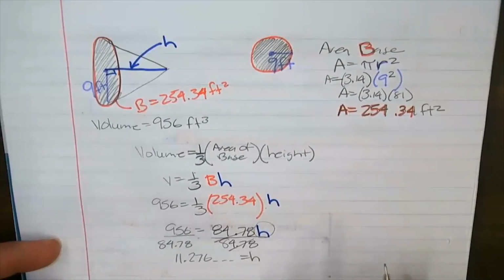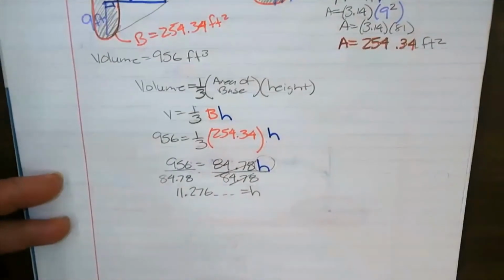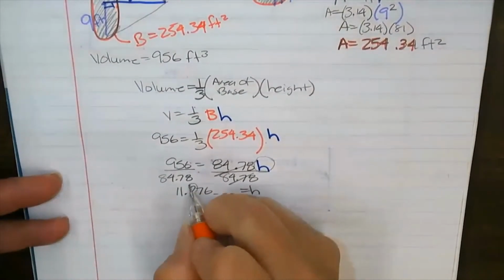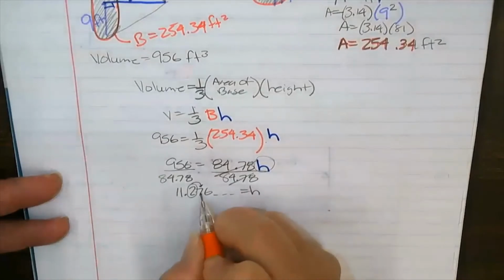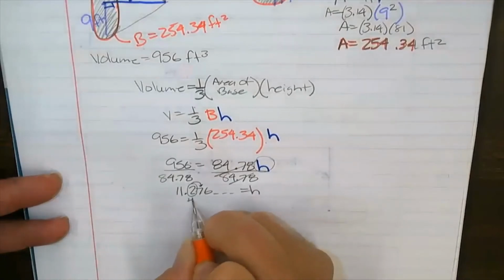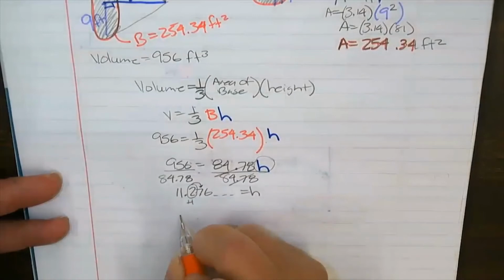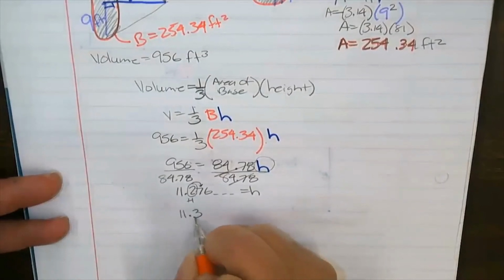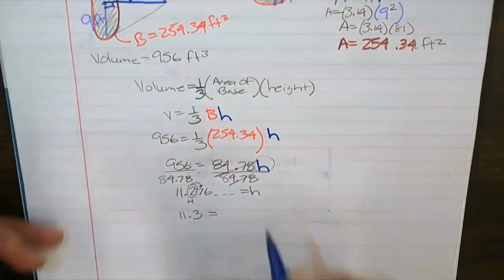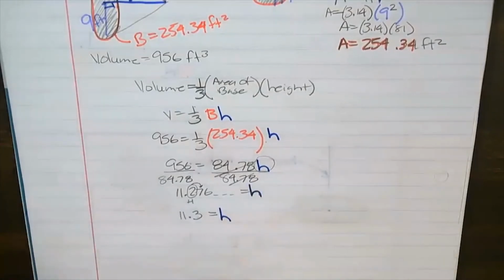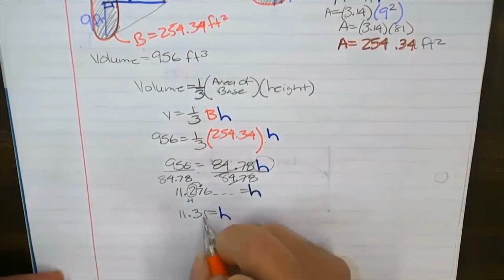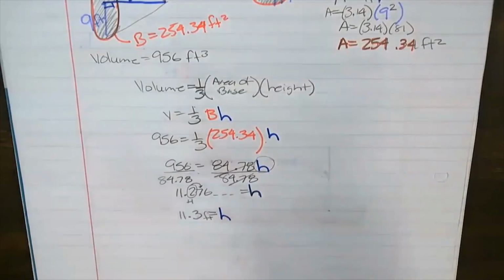The directions tell me to round my answer to the nearest tenth. So 2 is in the tenths place. I look to the right. 7 is greater than 5, so I'm going to add 1. So 11.3 is equal to my height, 11.3 feet. So the height is 11.3 feet.